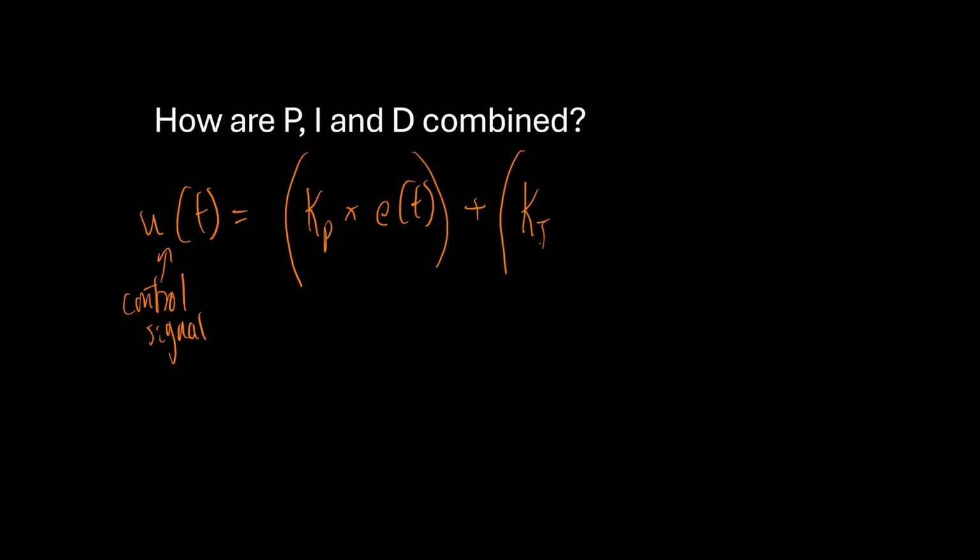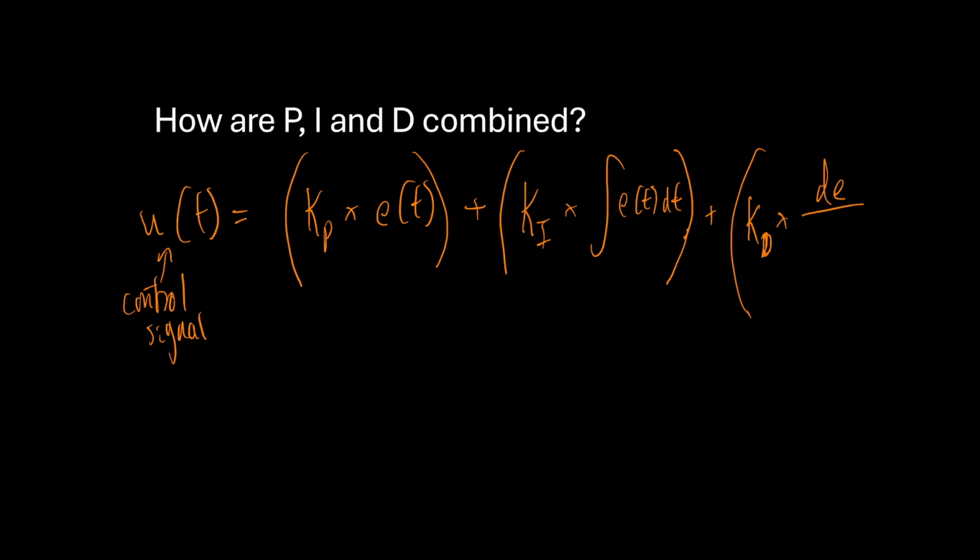Ki multiplied by the integral of the error, and then finally plus Kd, multiplied by the differentiation of the error, i.e. the gradient. So that is proportional, the integral, and that is the differential.